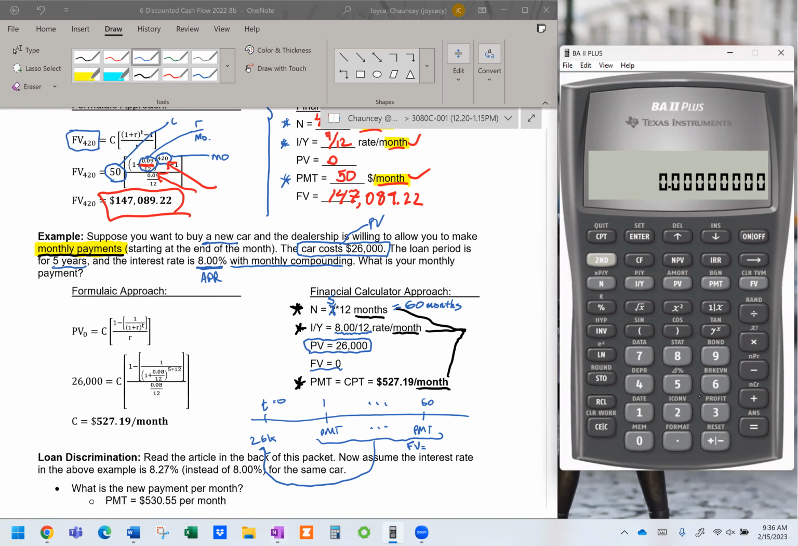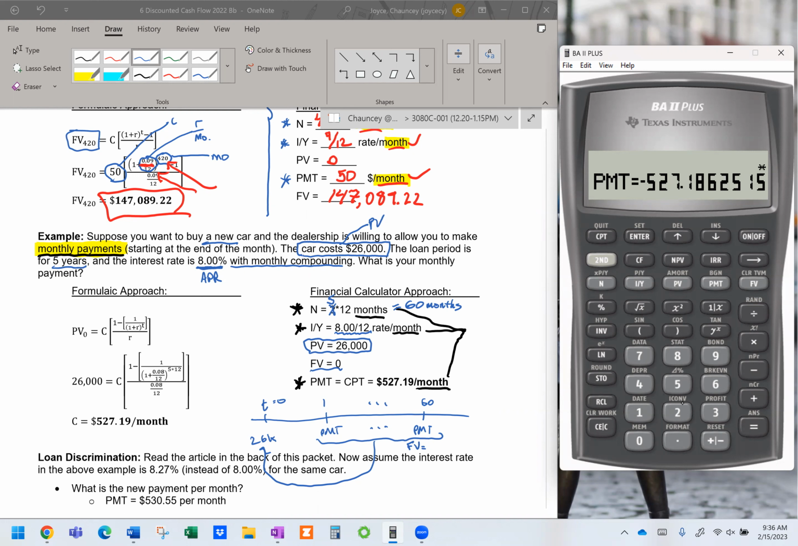So now we take 60 months, 60, and then N for time, number of periods. 8 divided by 12 equals, that's your rate per month, 26,000. Whoops, got a little greedy there. There's backspace right there. And that's your present value. 0 is your future value. And then compute your payment.